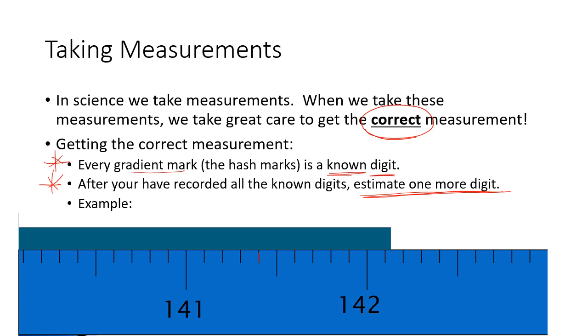So for example, in this, 142 is known, the 1 is known, and now I'm ready to estimate. Well, it's not a 0, it's not quite a 5. I'm going to go with 4, and the units are centimeters. If you said 3, that would still be correct. If you said 2, that would be correct. The big deal here is the hundredths place is your estimated digit.